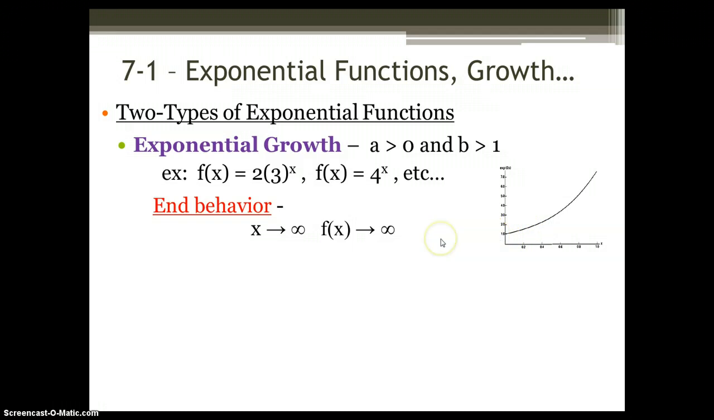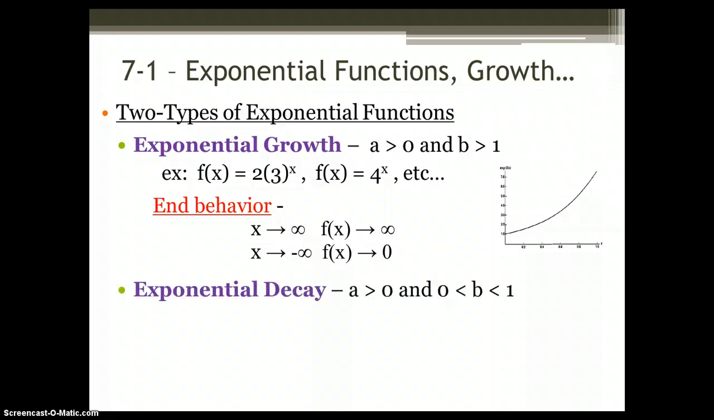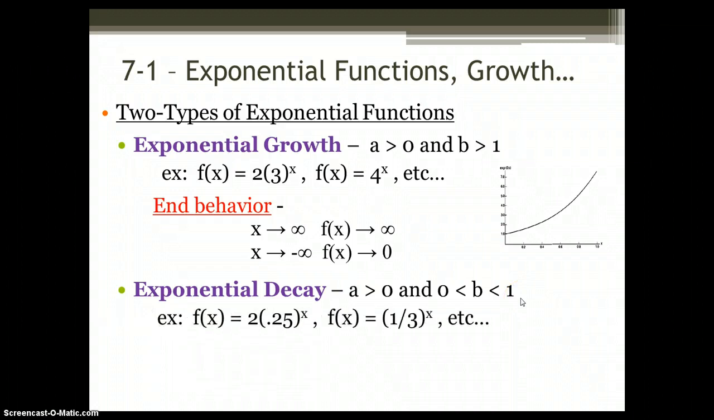So we say, as x approaches negative infinity, f of x approaches 0. The other type of exponential function is exponential decay. The difference between the two is that your b value in this case is strictly between 0 and 1, so fractions and decimals. Examples of exponential decay functions is shown here.